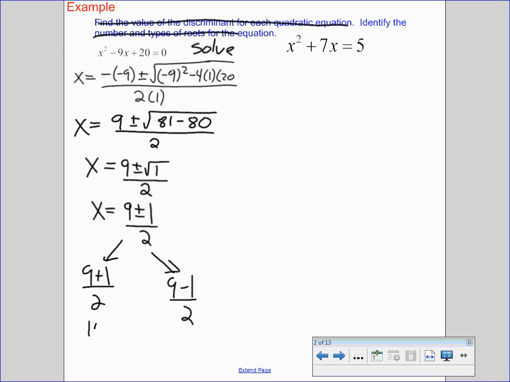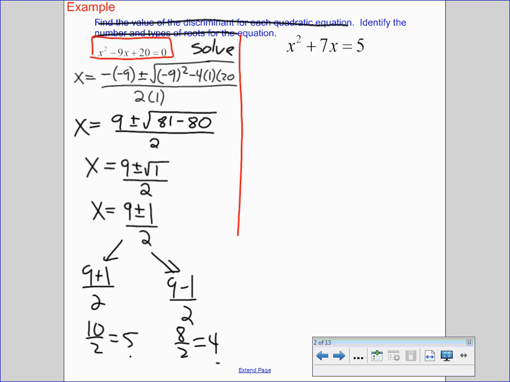If we solve this, our two answers are 5 and 4. So we got two rational answers, in this case two integer answers. Incidentally, you could have also done this problem by factoring, and we'll talk about that later in the video.